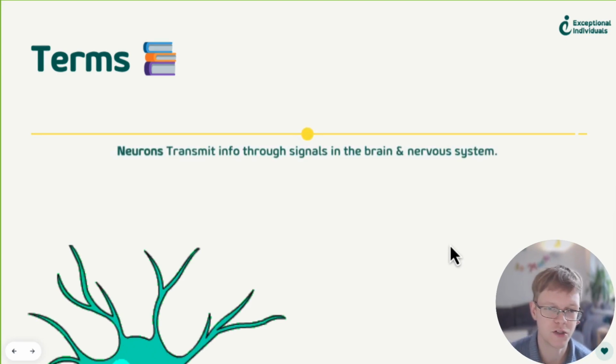So what are some terms that we should probably know about? Well, neurons. Neurons transmit info through signals in the brain and the nervous system.